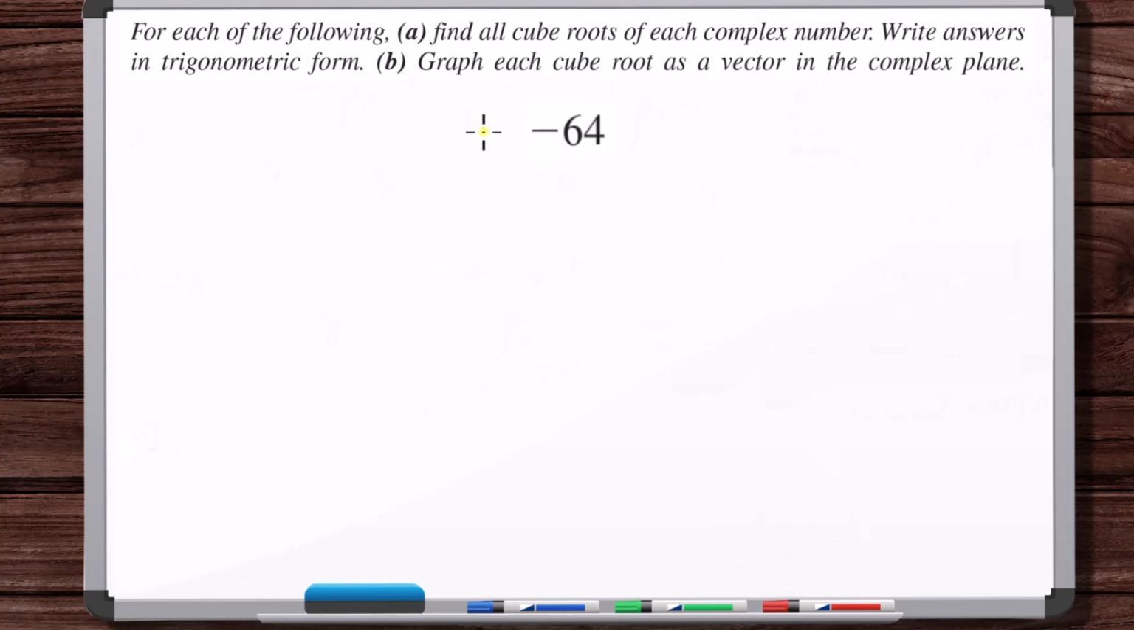Okay, minus 64. What are all of the cube roots of minus 64? This is interesting because the principal cube root of minus 64, in terms of a radical, is minus 4. Even in general, if you're just thinking about real numbers, what are all the numbers that when you cube them, you get minus 64? There's only one, minus 4.